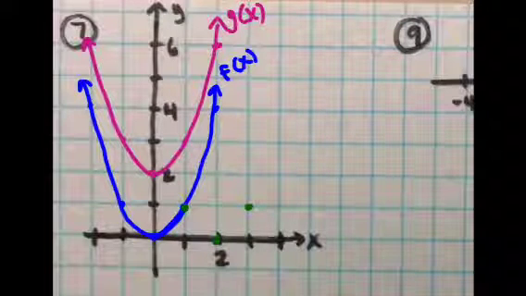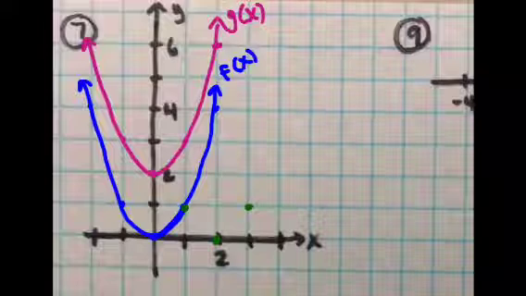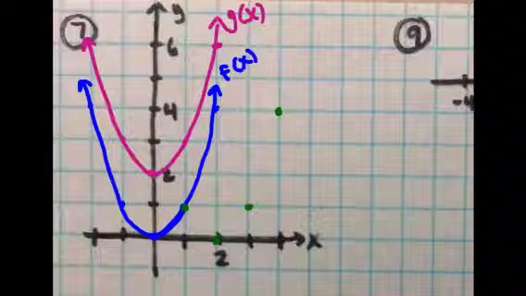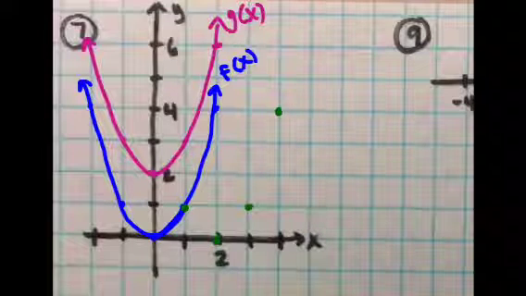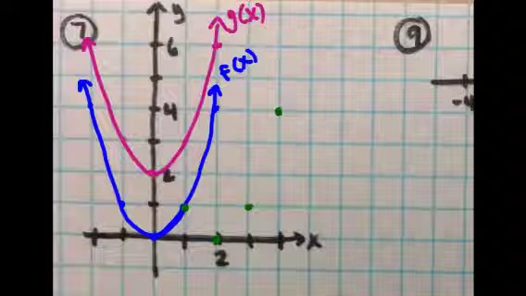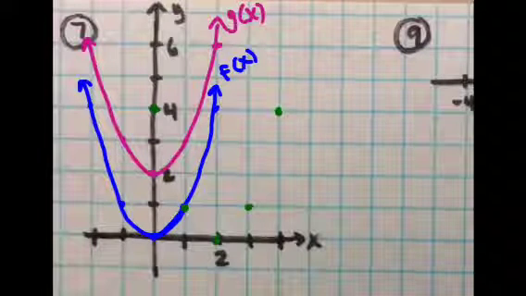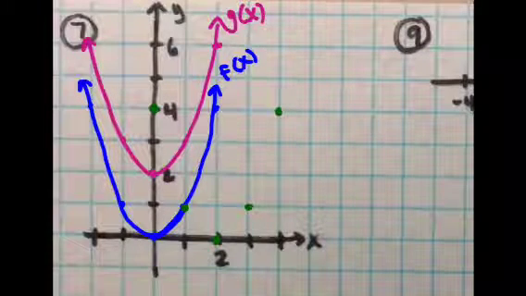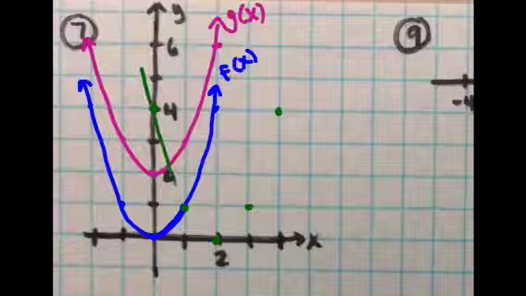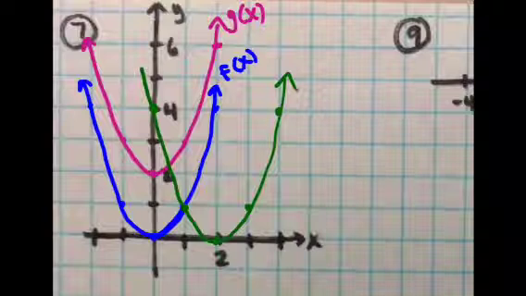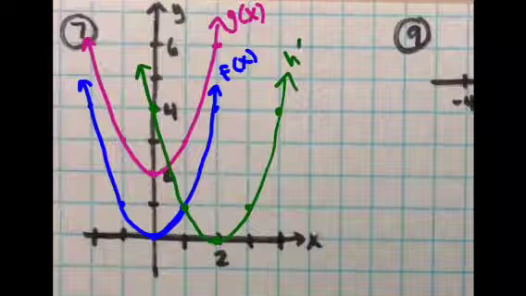And then 2, 4 is now at 4, 4. It's going to be kind of messy. And then negative 2, 4 is now at 0, 4. Okay? So we're going to connect the 5 points. And this is your h of x.